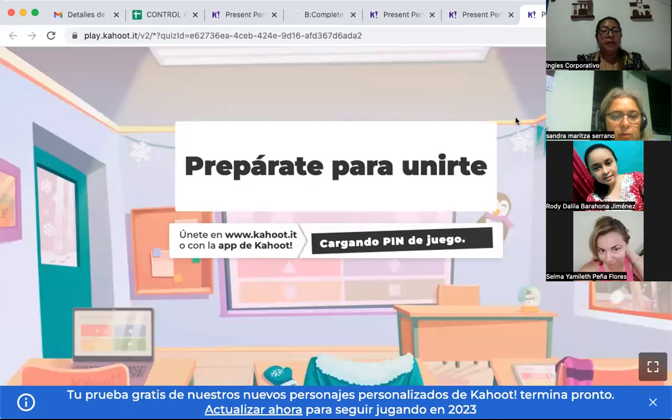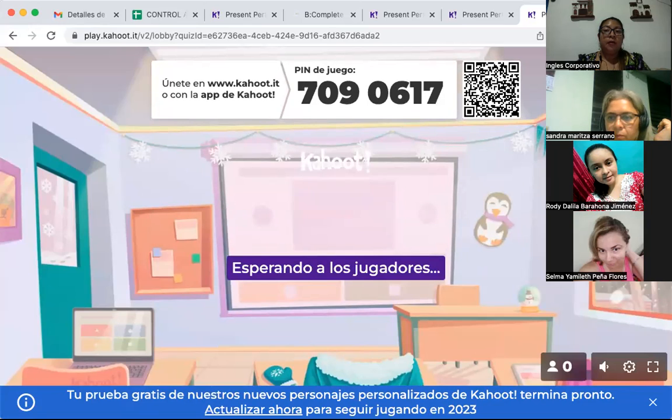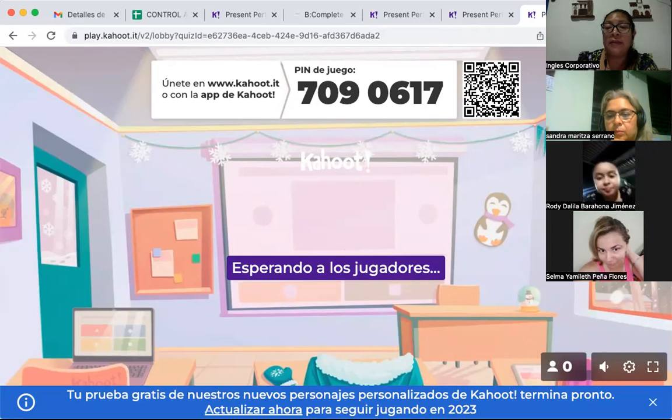Bien, vamos a acceder a Kahoot.it. Y luego ahí les aparece el código por si el código QR, or you can access by typing the pin. Also, I'm going to send you the link. Okay, access Kahoot. We are going to practice the use of for and since in the present perfect tense.